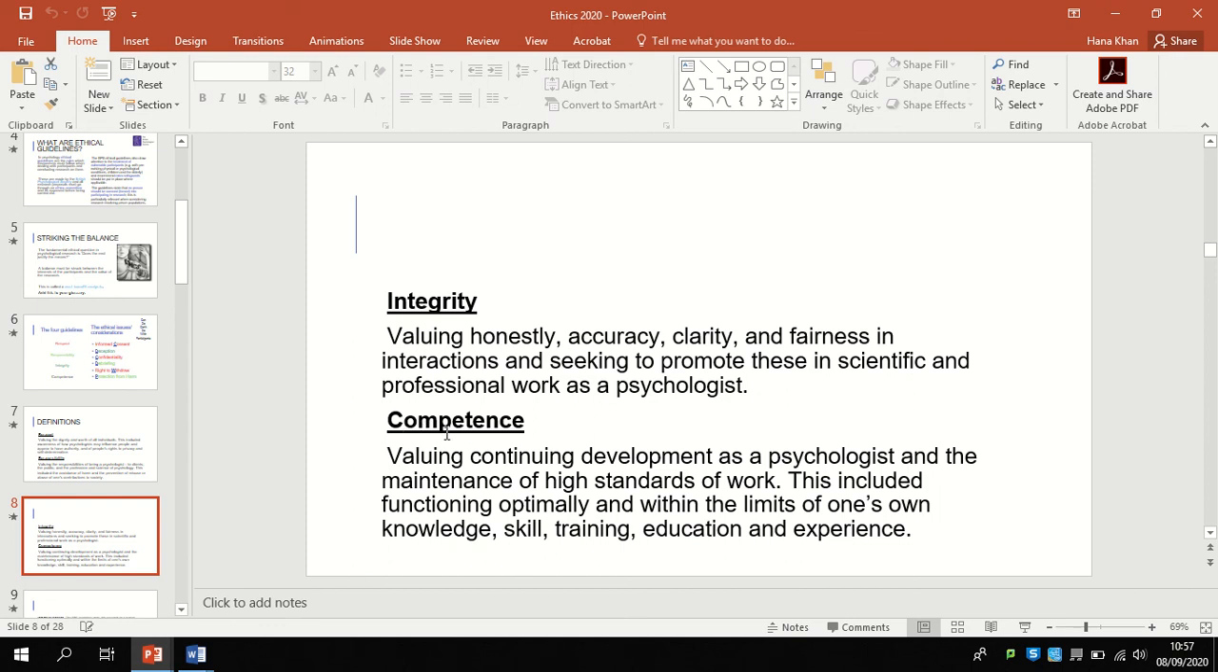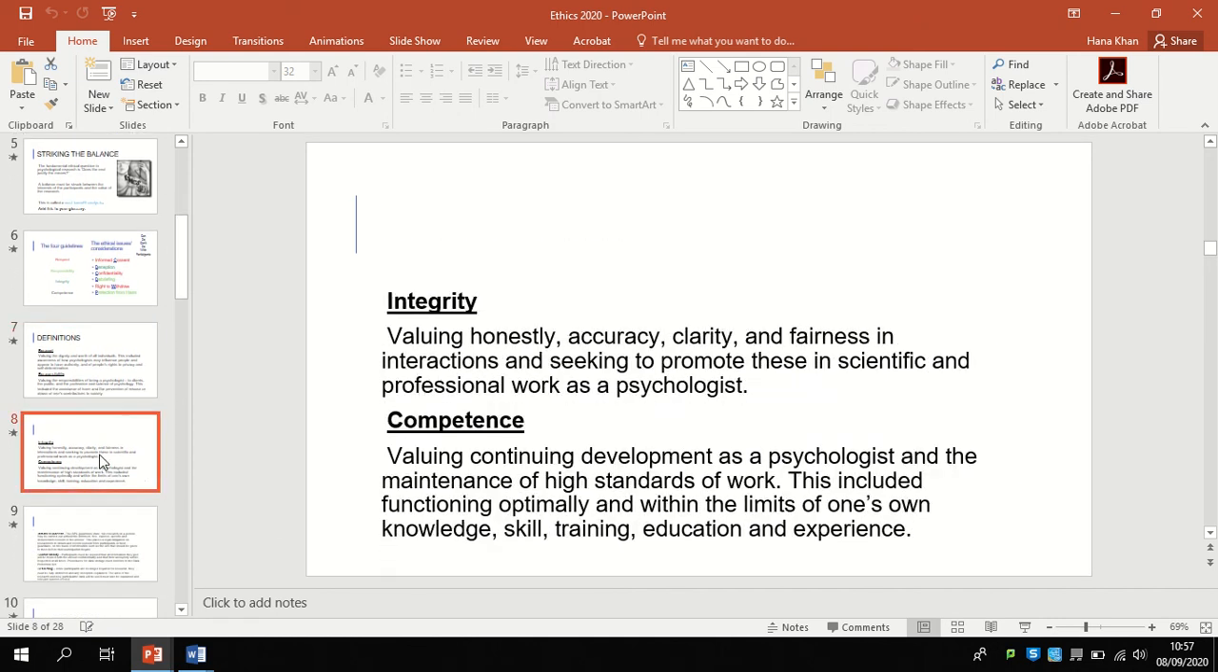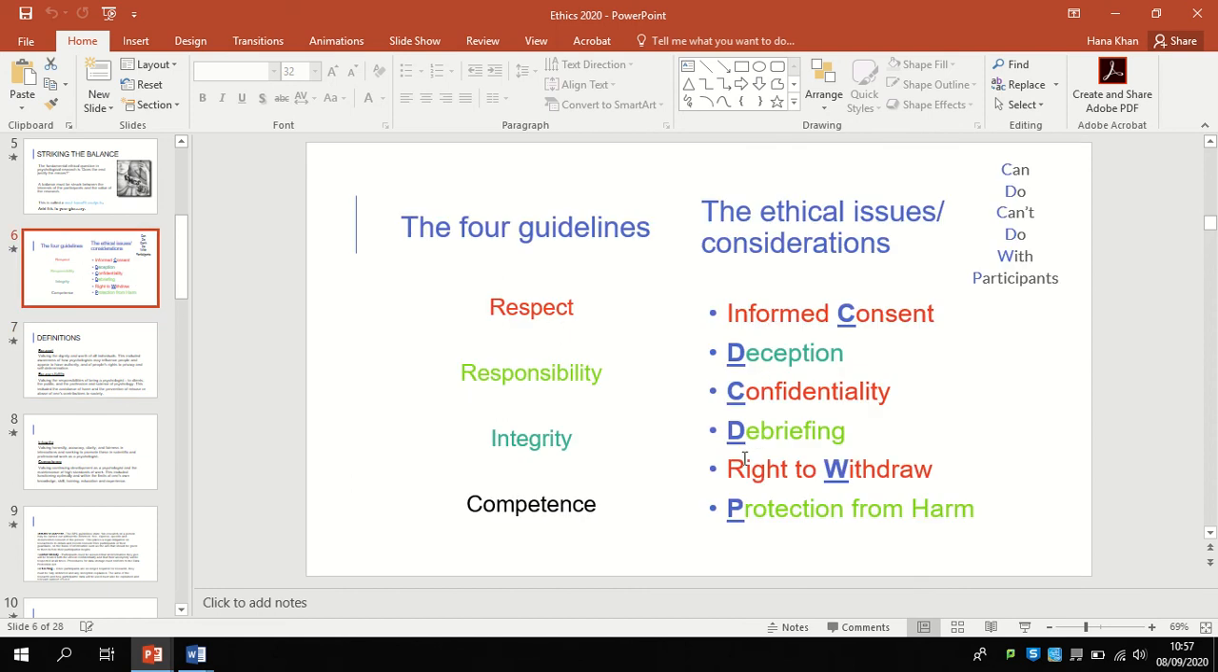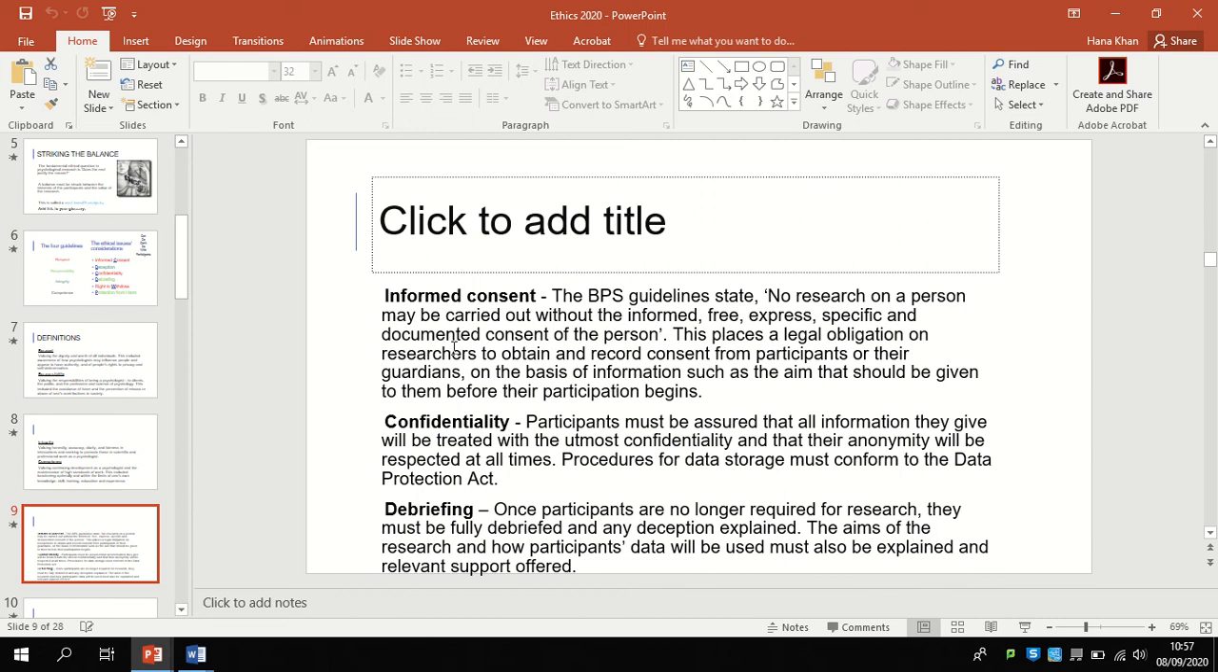And then competence basically underlies everything, and it's valuing continuing development as a psychologist and the maintenance of high standards of work. This includes functioning optimally and within the limits of one's own knowledge, skill, training, experience, and education. So these 4 ethical guidelines have a number of ethical issues within them, as you can see here. We'll go through the ethical issues. They're very, very important to know, and we'll start with informed consent.